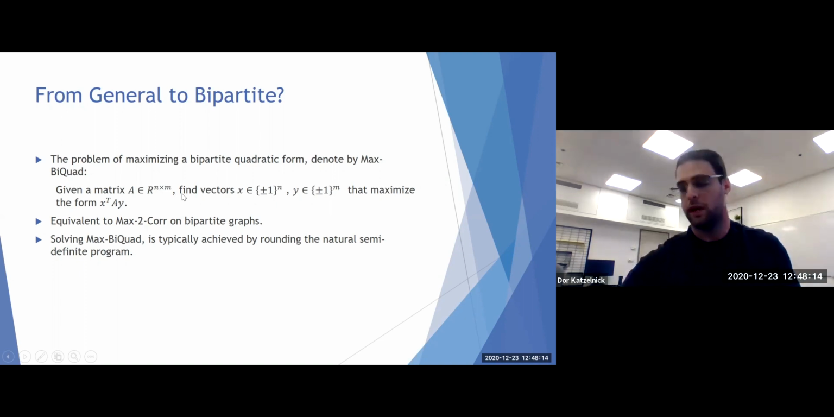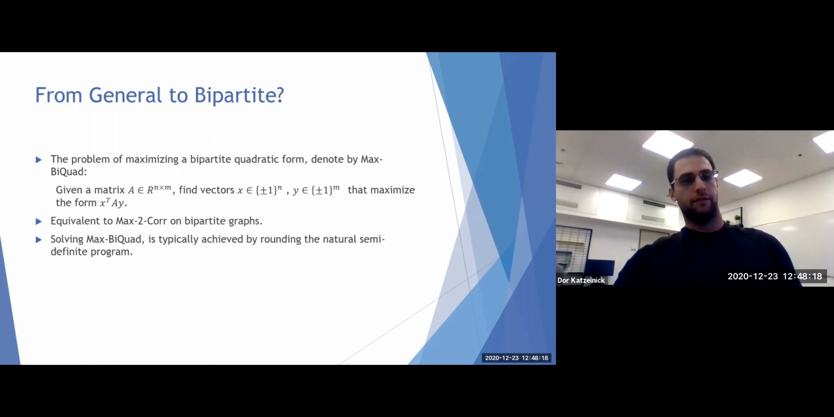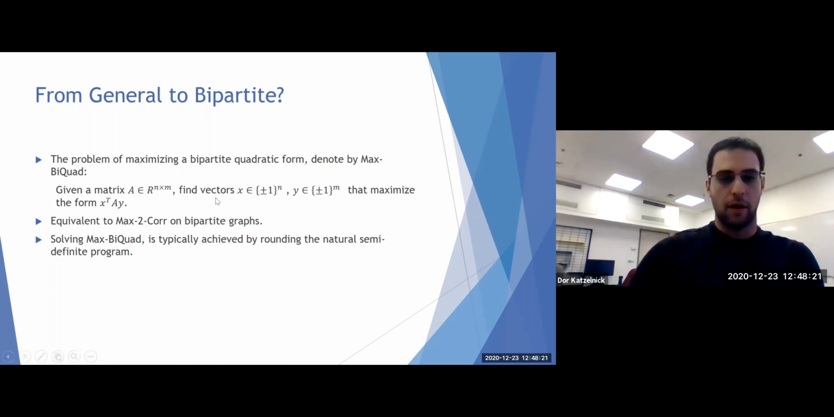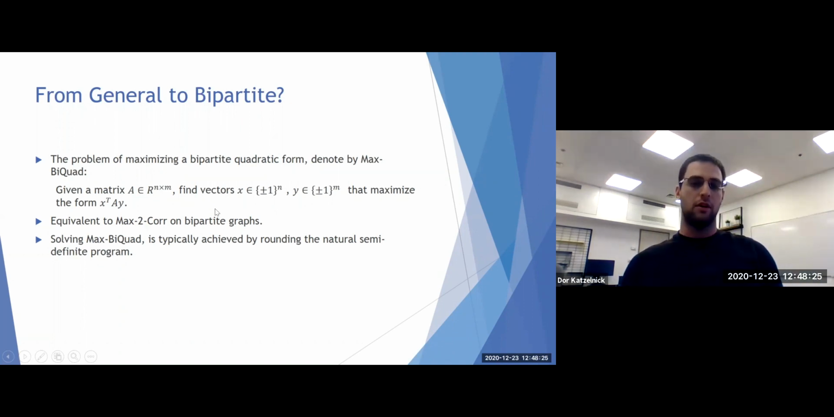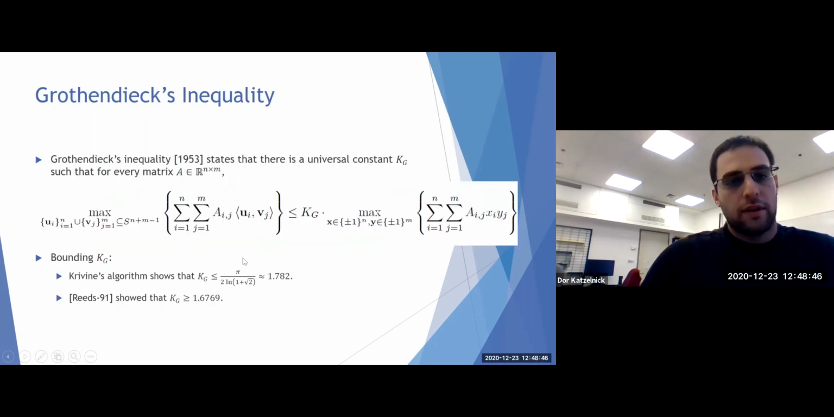Now we can ask how to solve this problem. We have this problem of maximizing a bipartite quadratic form, and we want to find an approximation algorithm for it. We typically achieve this with the natural semi-definite program. And before I show you the natural semi-definite program for this problem, I'm going to talk about Grothendieck's inequality.